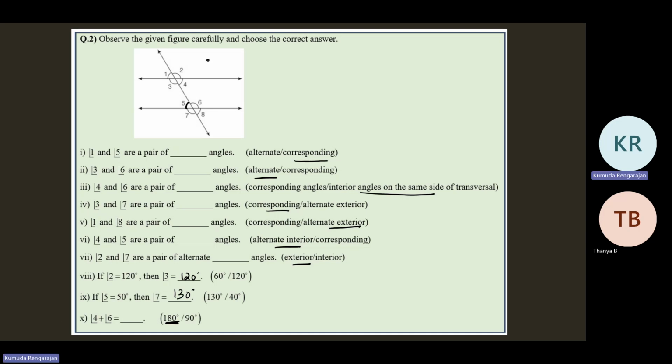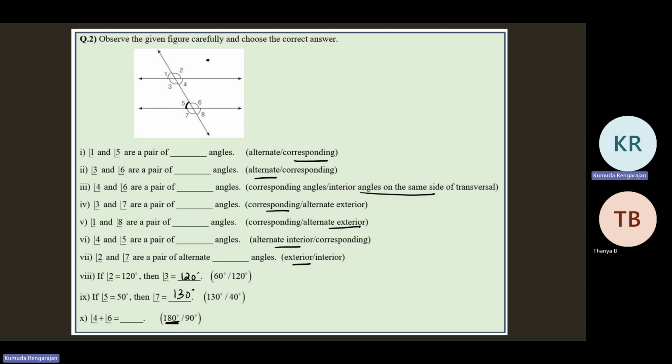Name all the interior angles in this figure. Angle 4, angle 6, angle 3, and angle 5. No, interior angles are not a pair of angles. They're individual angles. Angle 3 is an interior angle. Angle 4 is an interior angle. Angle 6 is an interior angle. Angle 5 is an interior angle. Interior angles and exterior angles are each one angle.